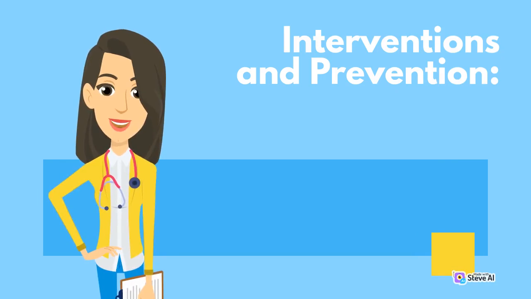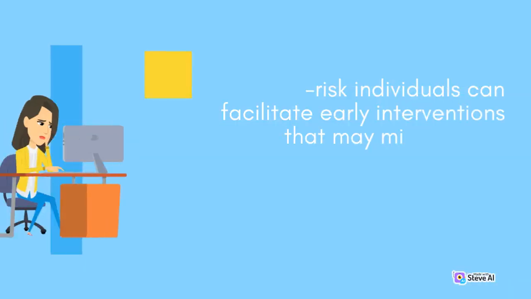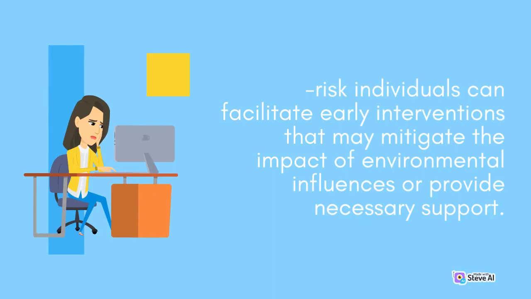Interventions and prevention. 7. Importance of early detection. Early identification and intervention are crucial for improving outcomes in individuals with neurodevelopmental disorders. Screening programs aimed at identifying at-risk individuals can facilitate early interventions that may mitigate the impact of environmental influences or provide necessary support.